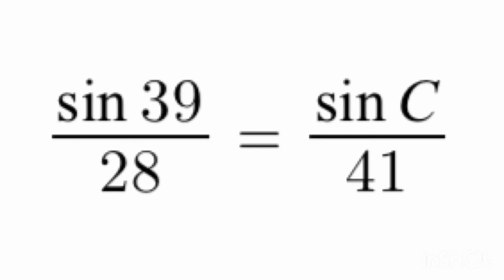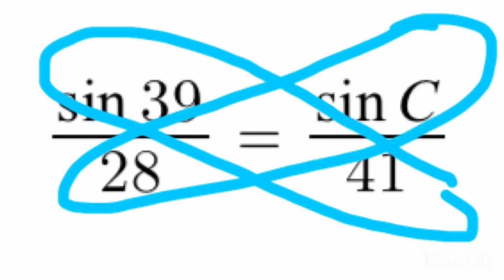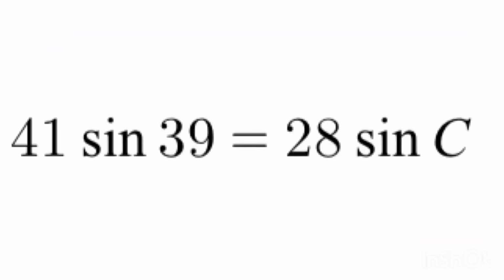Some of you may also refer to this method as the butterfly method because we're going to multiply the numerator in the first fraction by the denominator in the second, and the numerator in the second fraction by the denominator in the first. When we do this, we end up with the equation 41 times the sine of 39 is equal to 28 times the sine of angle C. Now remember, we're trying to solve for angle C, so there are 2 things we need to get rid of here. The first thing we'll want to get rid of is the 28. The second thing we need to get rid of is that sine function, and then C will be by itself.